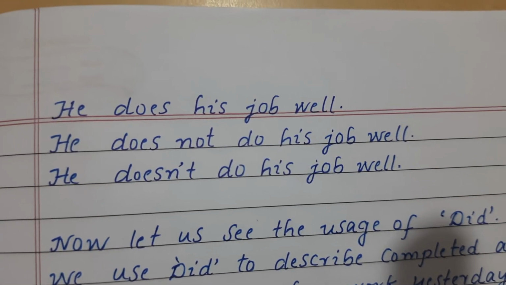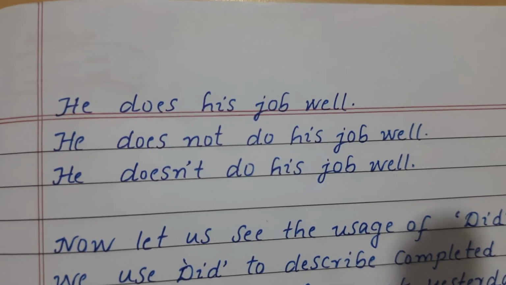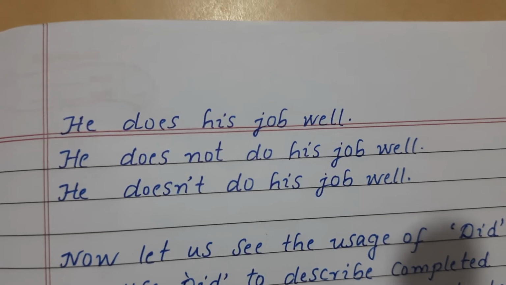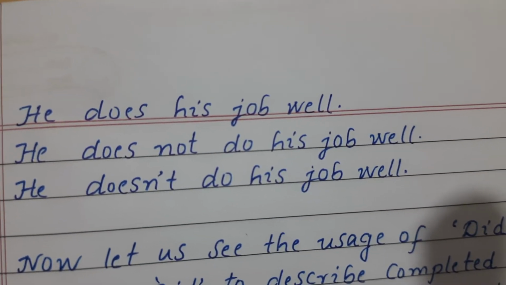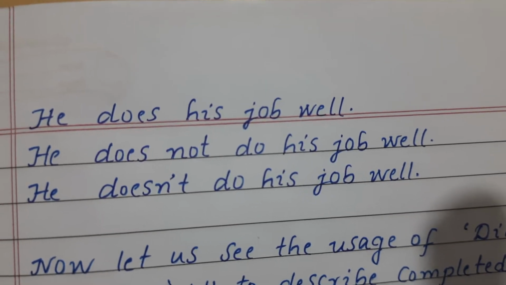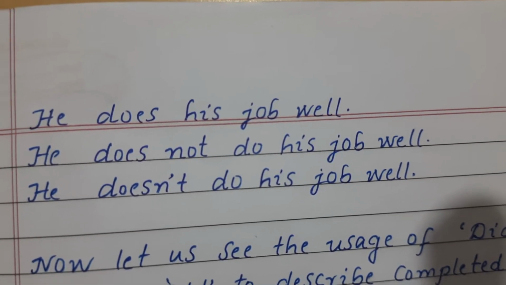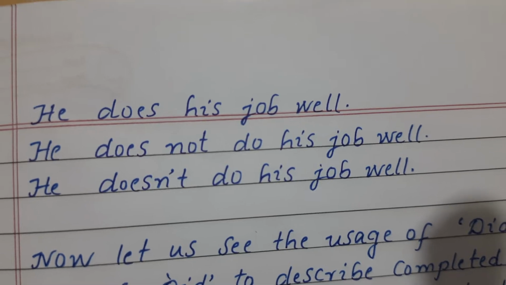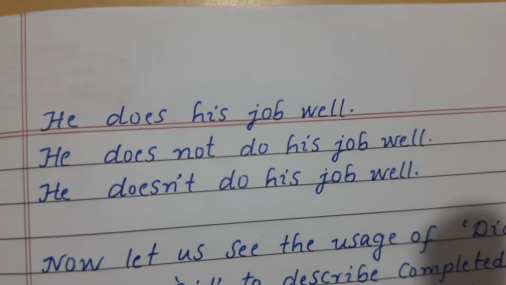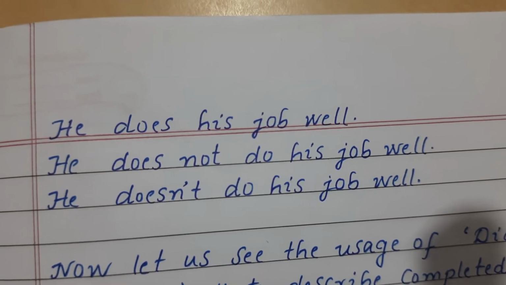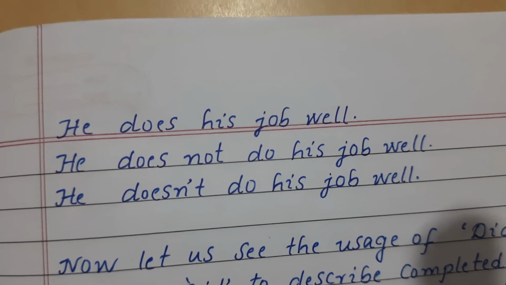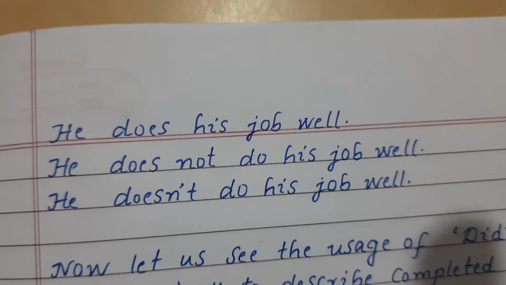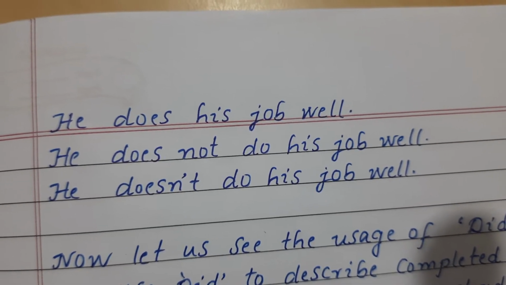Now let us see with the third person singular. He does his job well. Positive statement. The negative statement is he does not do his job well. And the contraction form is he doesn't do his job well. Does not is equal to doesn't. So we can write this sentence he does not do his job well as he doesn't do his job well.